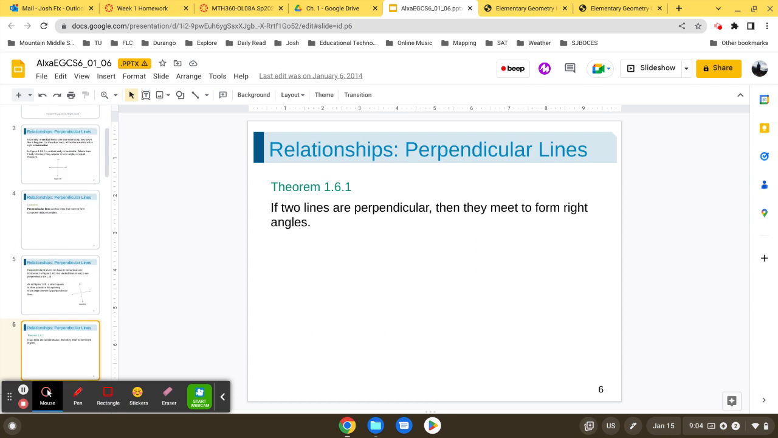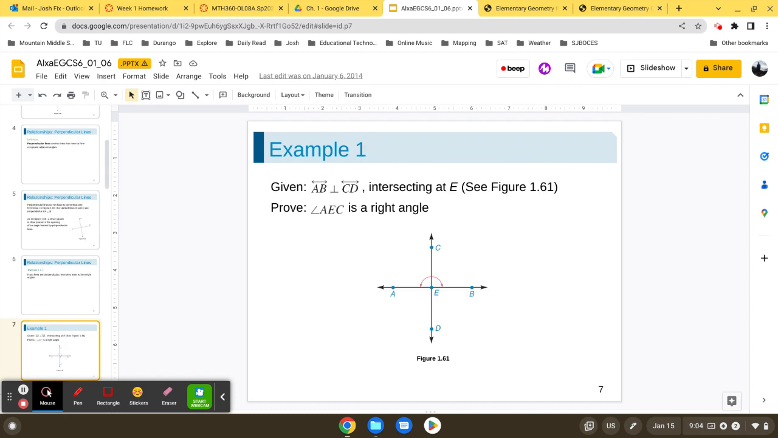We have a theorem that comes out of this that we can use as we move forward. If two lines are perpendicular, then they meet to form right angles. So if we come across a problem that says these two lines are perpendicular, then we can justify and move forward to say that the angles are right angles. Right angle, right angle, right angle, right angle, based upon this idea. We can work our way around and use that as we move forward.